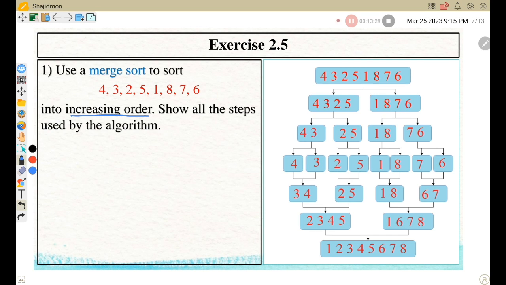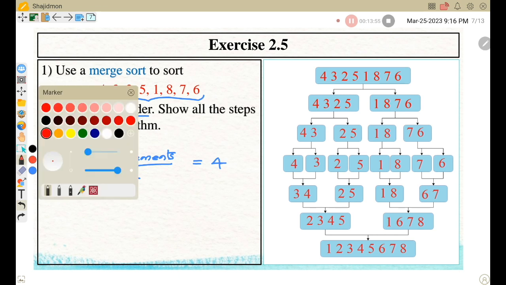So here we can see what we did. First check how many elements are there in the unordered list. You can see 1, 2, 3, 4, 5, 6, 7, 8, so 8 elements in total, correct? 8 elements means 8 divided by 2. That means we divide into two lists having 4 elements each. That's the first step we are doing.